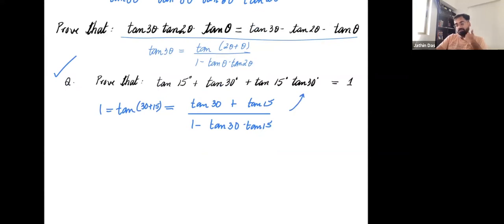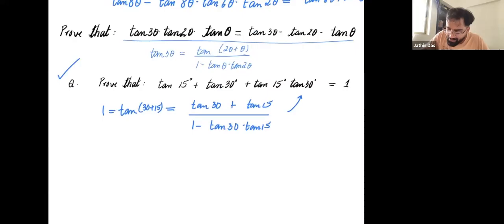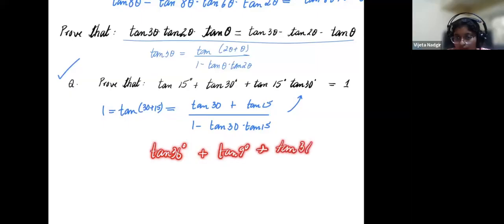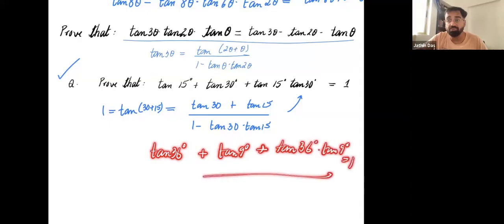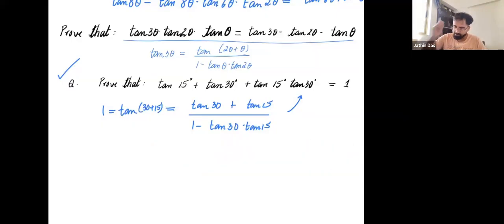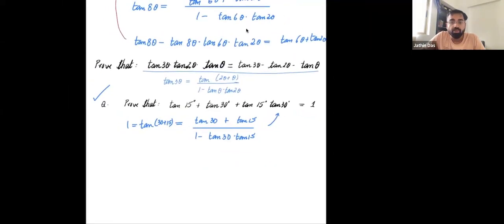So like that, I can ask anything like, say, tan 36 degrees plus tan 9 degrees, any two angles whose sum is 45, I can make it up like this. You can prove it now. Okay, next one.